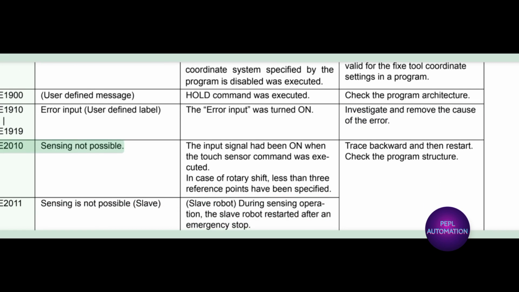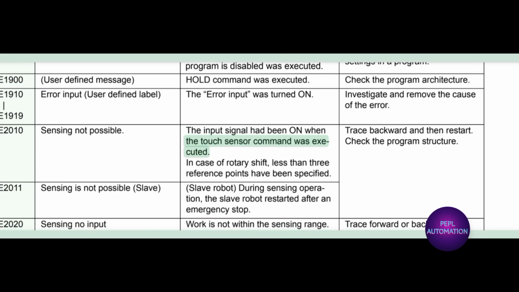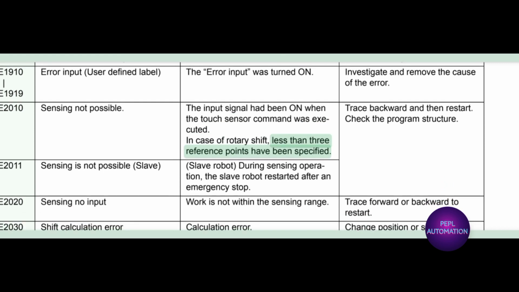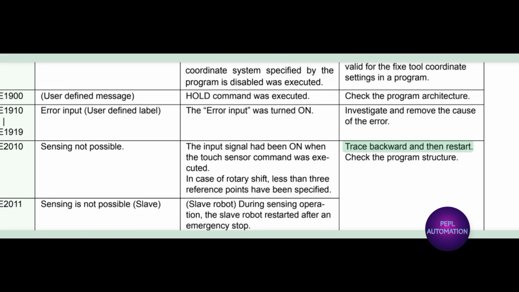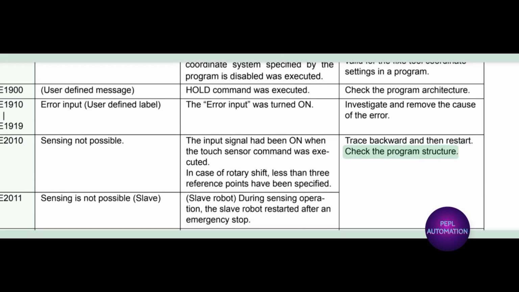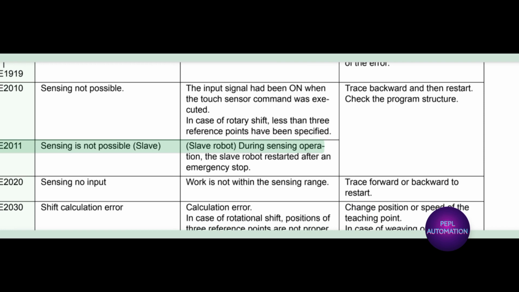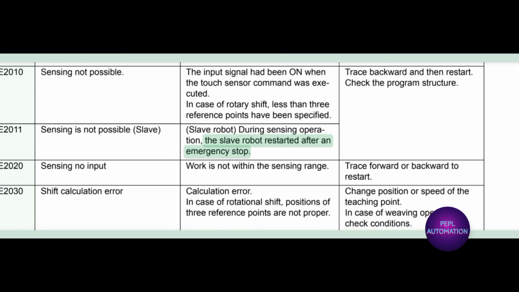E2010 Sensing not possible. The input signal had been on when the touch sensor command was executed. In case of rotary shift, less than 3 reference points have been specified. Trace backward and then restart. Check the program structure. E2011 Sensing is not possible. Slave robot during sensing operation, the slave robot restarted after an emergency stop.